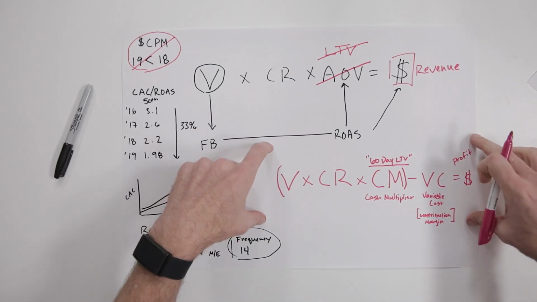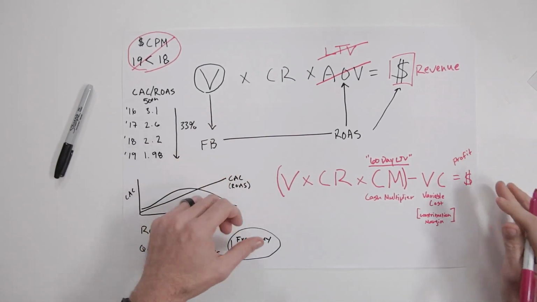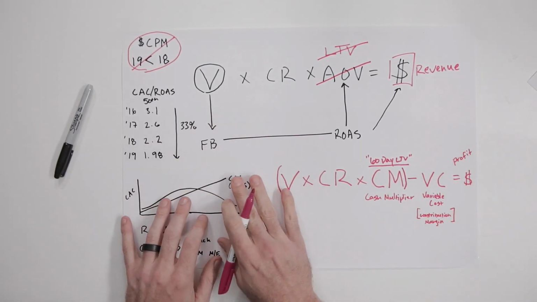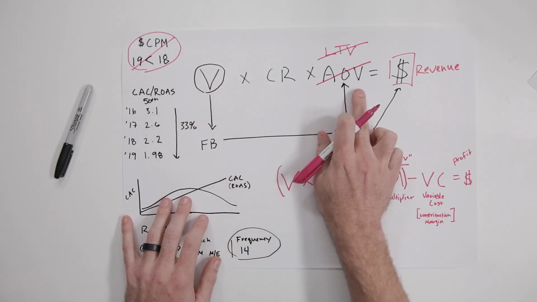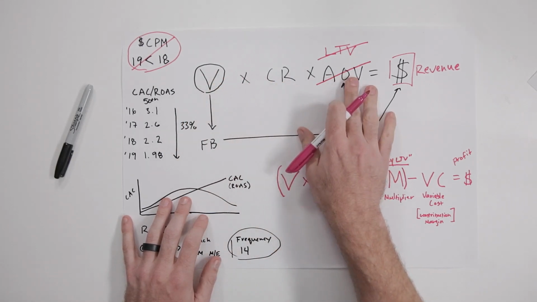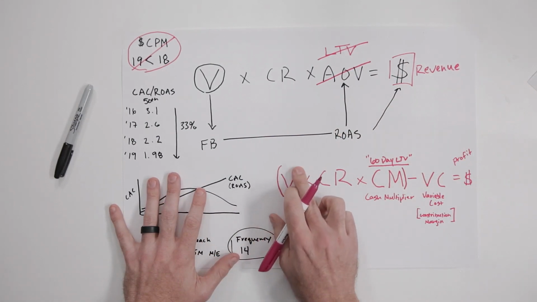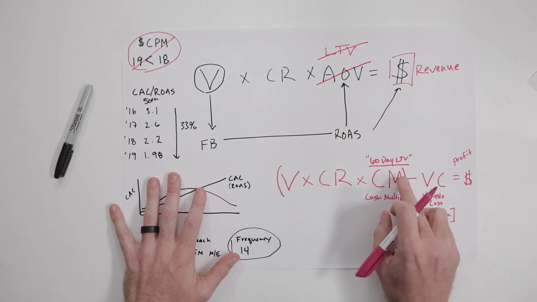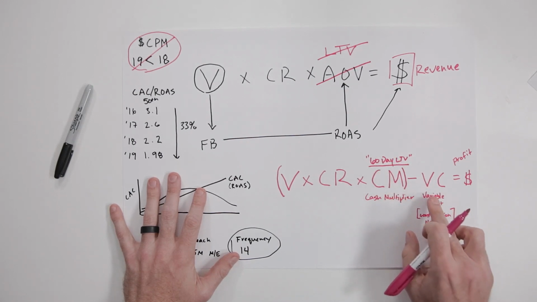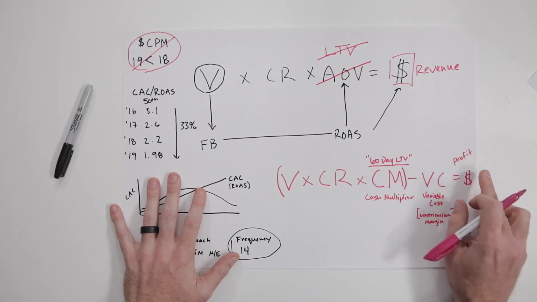So as we begin to think about the coming year and how we're going to help our clients grow, we think about taking this historical formula of just visitors, conversion rate, and average order value as a mechanism for tracking revenue. And now we want to think about the cost of visitors, the conversion rate, your 60-day LTV, your variable cost, and we want to track profit.